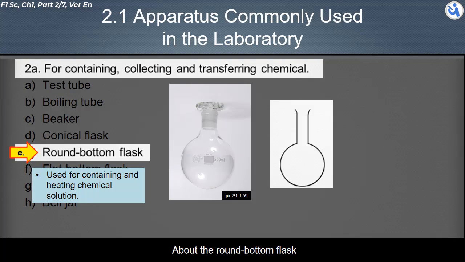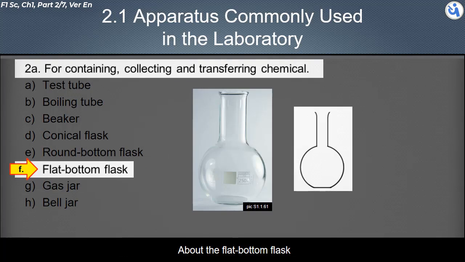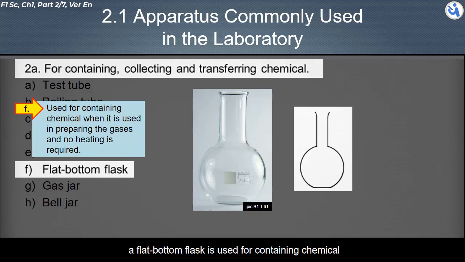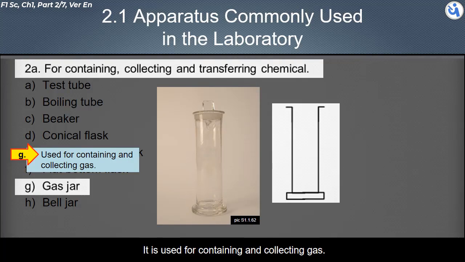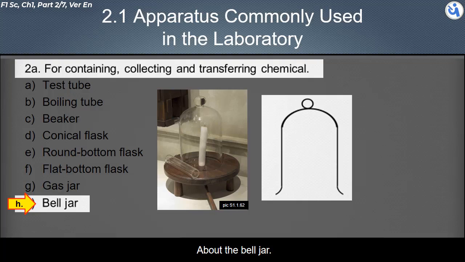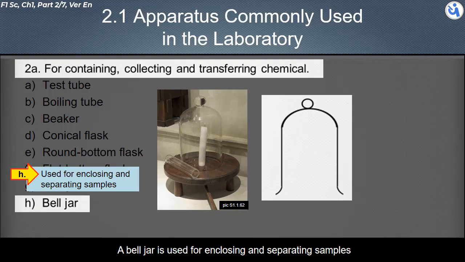About the round bottom flask. It is used for containing and heating chemical solutions. About the flat bottom flask. A flat bottom flask is used for containing chemicals. When it is used in preparing gases, no heating is required. About the gas jar. It is used for containing and collecting gas. About the bell jar. A bell jar is used for enclosing and separating samples.